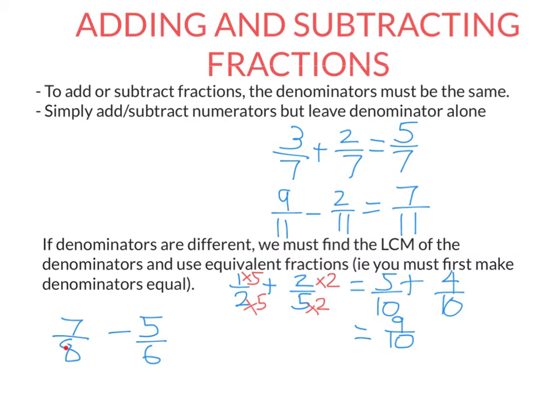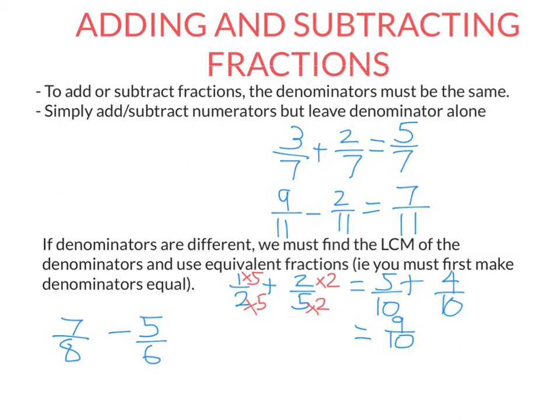So let's count up in multiples of 8. So 8 is not divisible by 6. 16 is not divisible by 6. But 24 is divisible by 6. 24 is the lowest number that is divisible by 8, but also by 6.